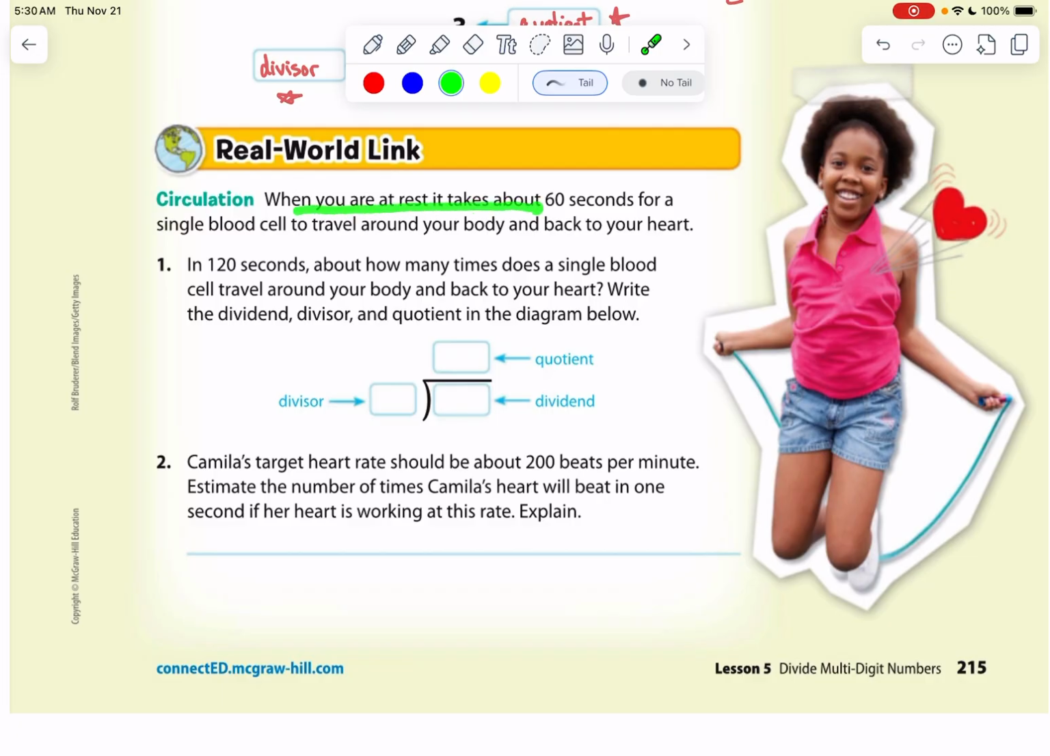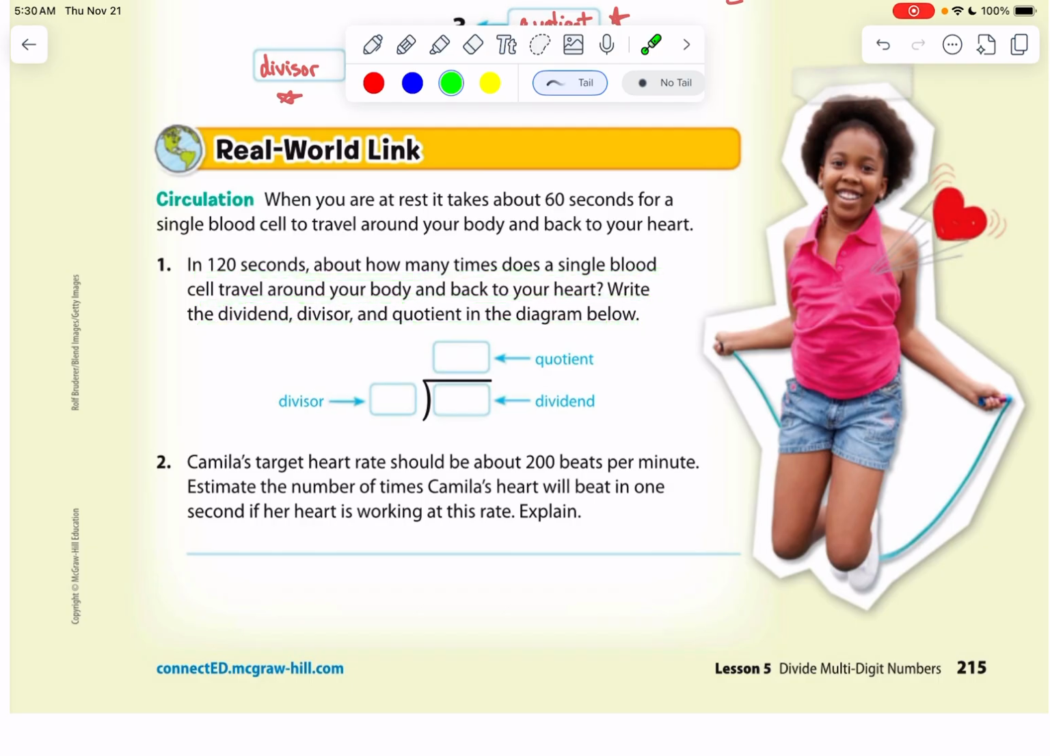When you are at rest, it takes about 60 seconds for a single blood cell to travel around your body and back to your heart. In 120 seconds, about how many times does a single cell travel around your body and back to your heart? Write the dividend, divisor, and quotient in the diagram below.